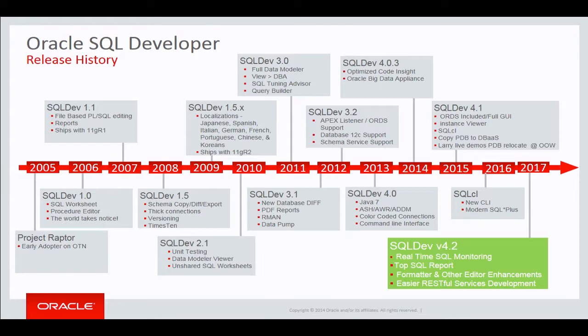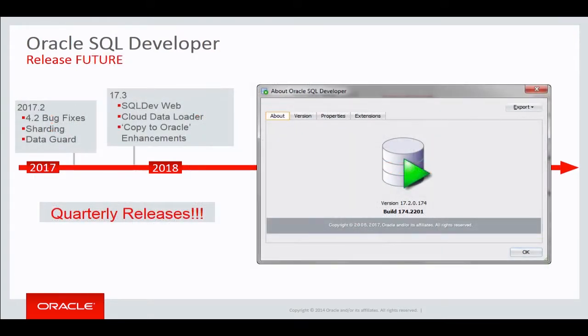But we've changed the way we're going to do releases, at least on our team. So we're going to move to a quarterly release cycle. And I hope to have that start this week. So hopefully when you get back home after this trip, there'll be a new version of SQL Developer for you to use. And that'll be version 17.2.